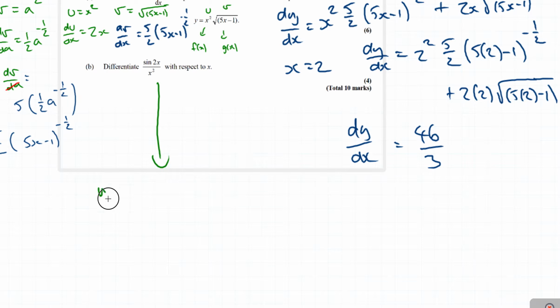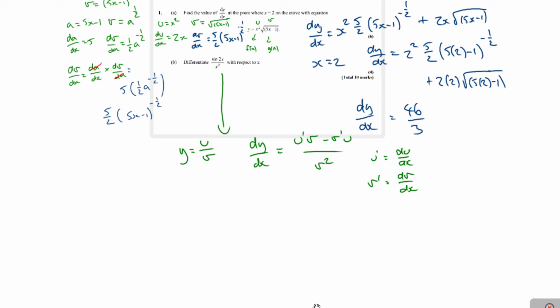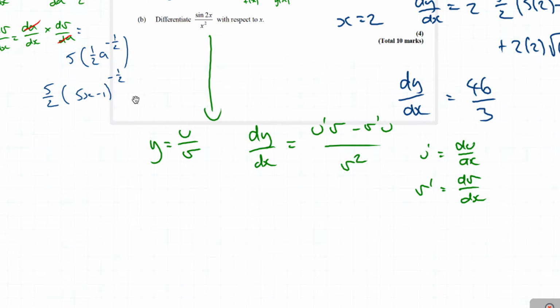So another way we can say this is, when y is equal to u over v, then dy/dx is equal to (u prime v minus v prime u) divided by v squared, where u prime is du/dx and v prime is dv/dx. From here we're going to plug it in. Our first one is u equal to sine 2x and v equal to x squared.